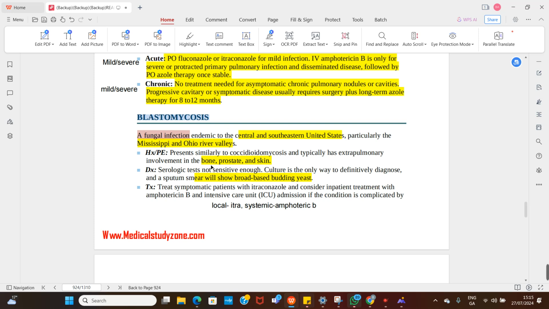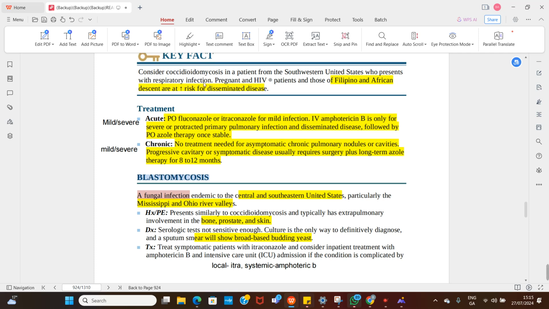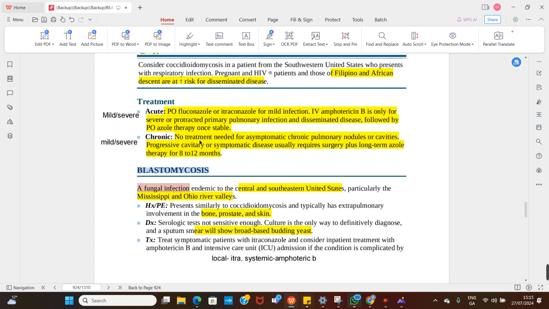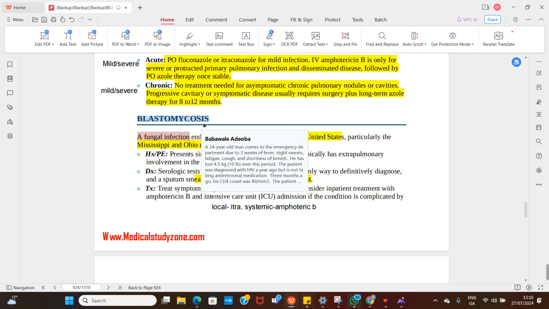coccidioidomycosis. You are going to see rib pain, vertebral pain, pain in long bones, femur, and the likes, right? And when you do your culture, now the gold standard to diagnose this one is culture. The best to diagnose your coccidioidomycosis that we said is what? PCR. The best to diagnose your histoplasmosis is what? Serum urine polysaccharide antigen. Then the blastomycosis is what? Your culture.